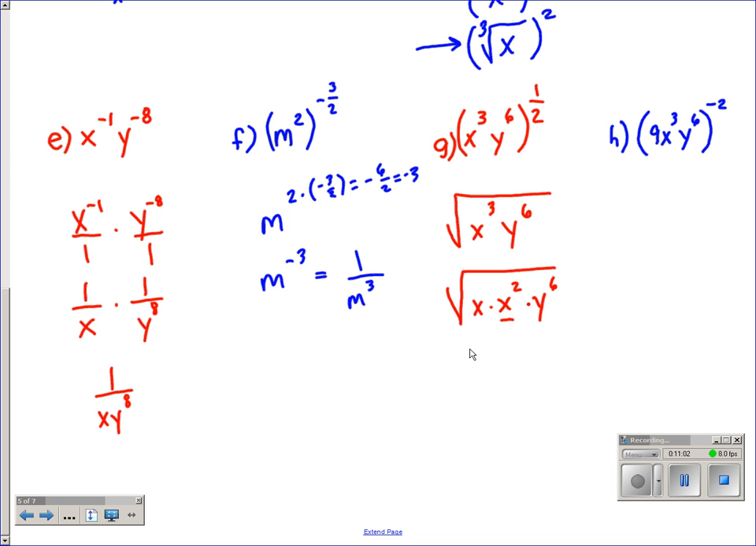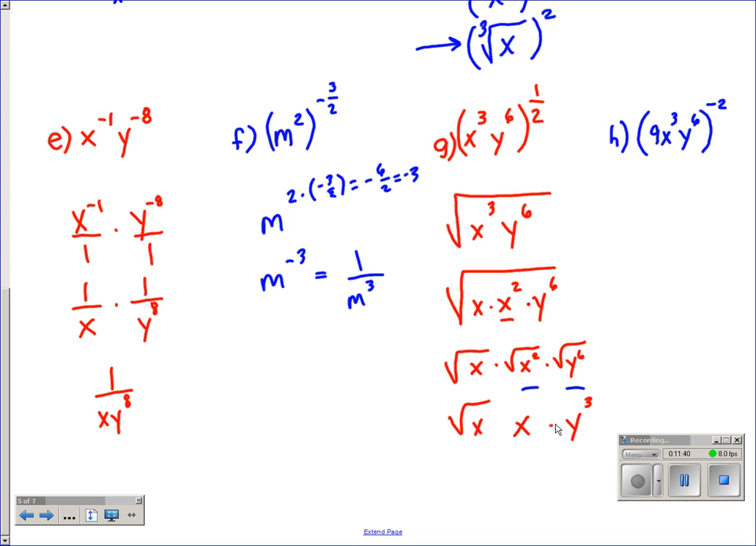So if we were to break these apart, it's like saying the square root of x times the square root of x squared times the square root of y to the sixth. These two are both perfect squares. So you can take the square root of a perfect square, and what are we going to end up with? Square root of x squared is going to be x. Square root of y to the sixth is going to be y to the third. And the square root of x is just going to remain as the square root of x.